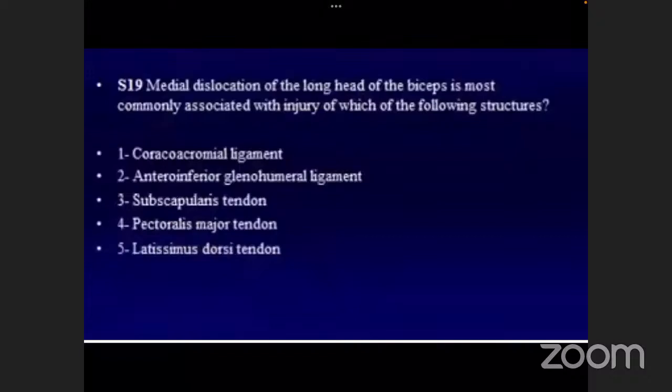Okay, medial dislocation of the long head of biceps is most commonly associated with injury of which of the following structures? Coracoacromial ligament, anterior inferior glenohumeral ligament, subscapularis, teres major, or dystrophy.